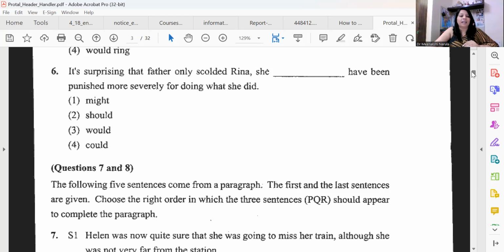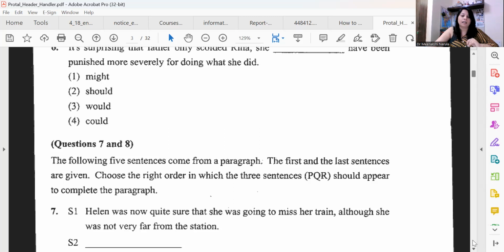Now, questions 7 and 8, up to 6 have come from that. The following 5 sentences come from the paragraph. The first and the last sentences are given. First and the last, and choose the right order in which the 3 sentences should appear to complete the paragraph. So, sequencing you have to do.